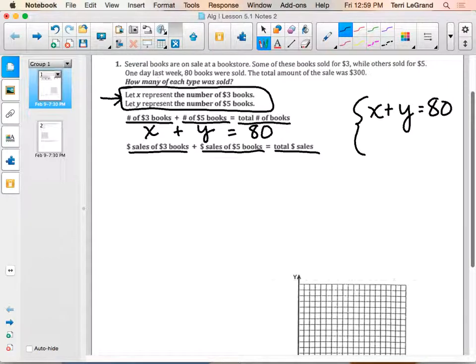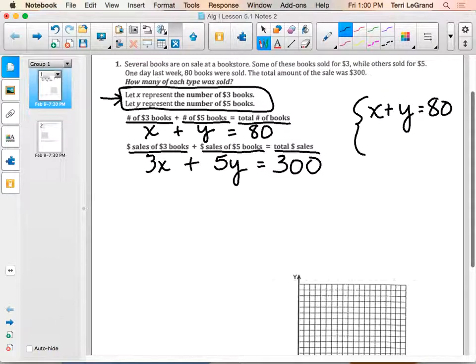Ricky? So this one is actually 3x plus 5y equals $300. Okay, so money plus money: 3 times the number of books should give you the dollar amount sold in $3 books, plus 5 times y. Y is how many books there are, 5 times that should tell you how many dollars they took in sales of $5 books. Altogether, their sales were $300.